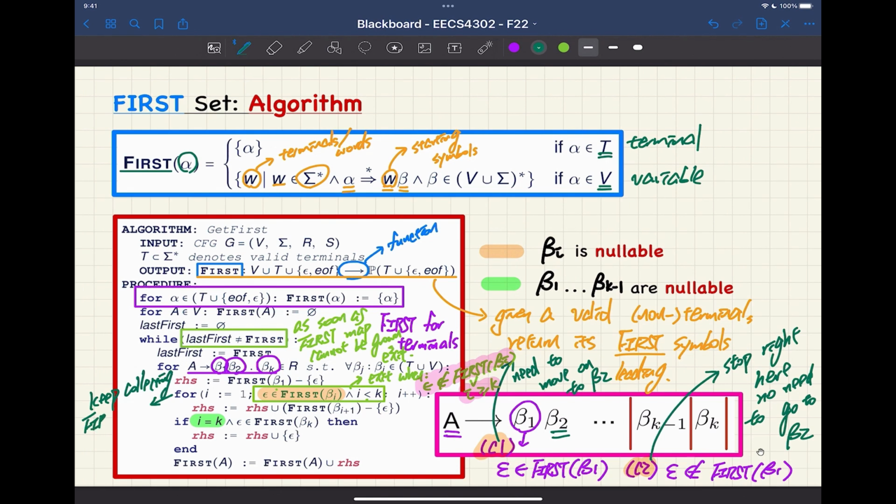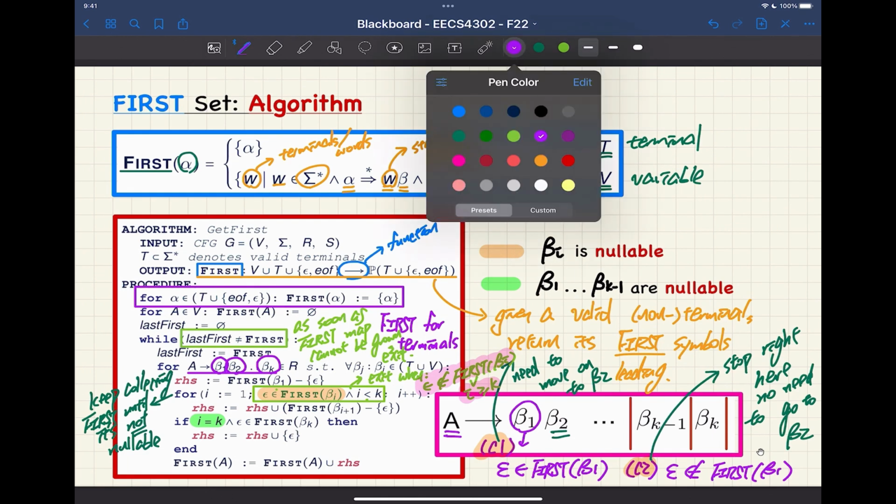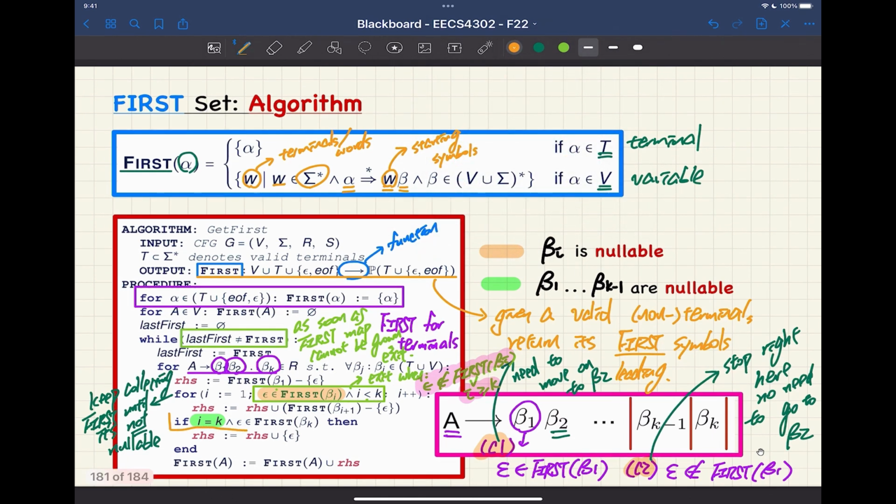The first until is not nullable. All right, and finally, the final condition here is what I highlighted here, and then look at this one here.